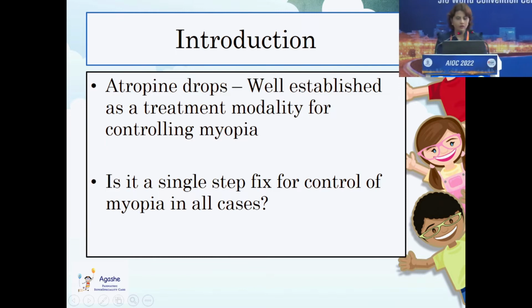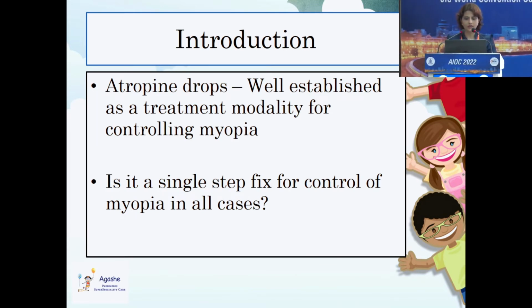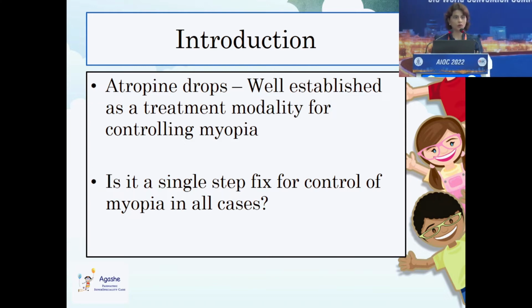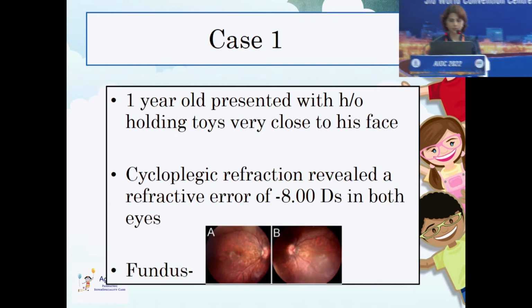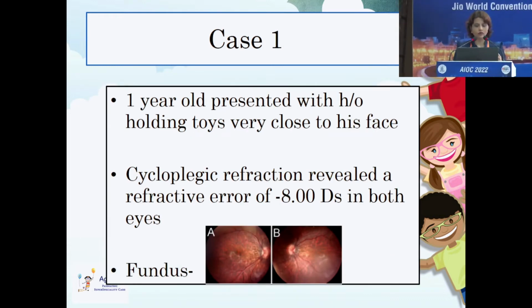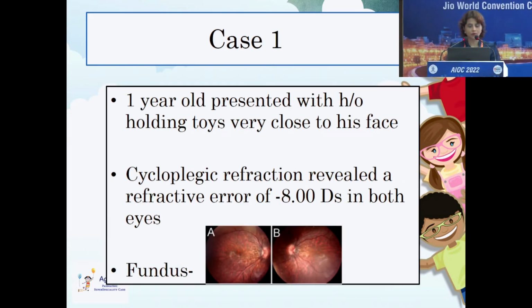So by now it's well established that atropine drops are a very good treatment modality for controlling myopia. However, is it a single step fix for control of myopia in all the cases? Let's try to understand this through some case examples. So I've just tried to put down clinical scenarios which we actually encounter in our clinics.